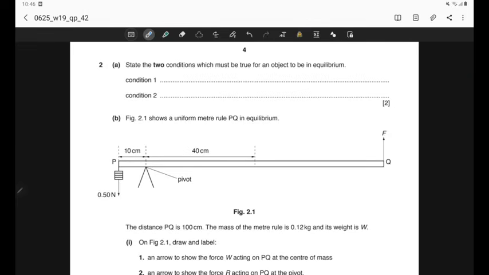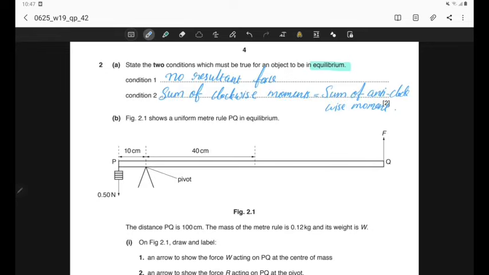Part 2. Question 2 part A. State the 2 conditions which must be true for an object to be in equilibrium. Equilibrium means balanced. There are 2 conditions for an object to be in equilibrium, and this is very, very important. A frequently asked question in many past papers. So the first condition is there should be no resultant force.